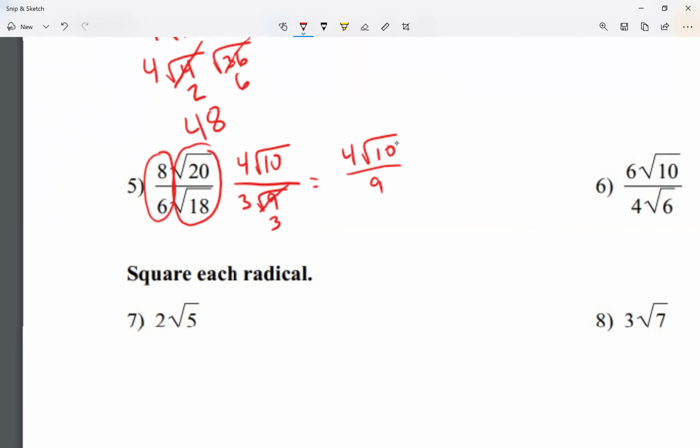My radical that I have on the top is simple, 5. Cannot do anything with it. And my fraction, 4/9, nothing I can do. So that's it. If we had to write this, pretty simple.